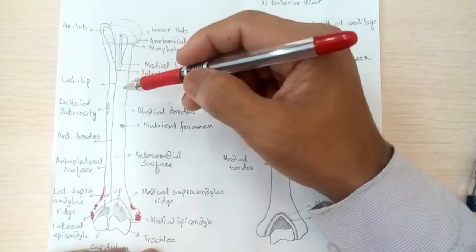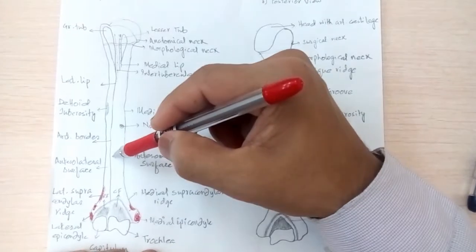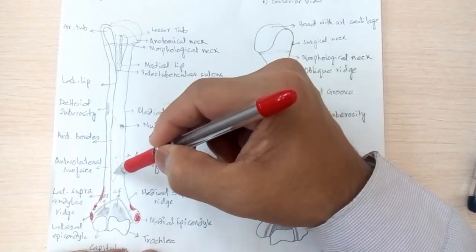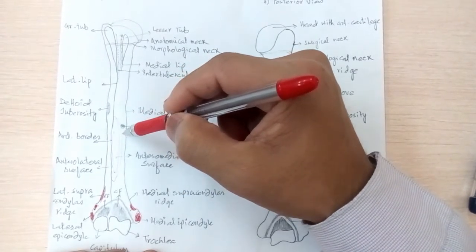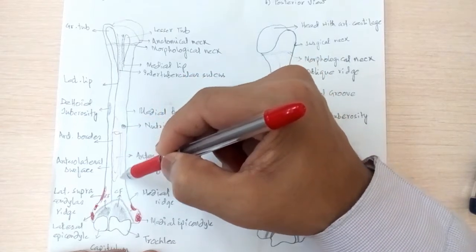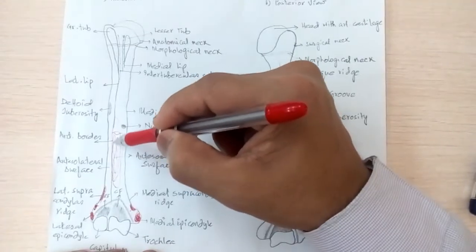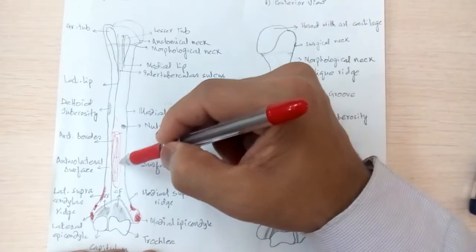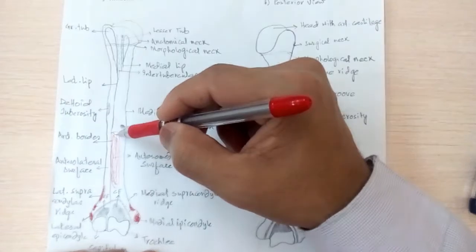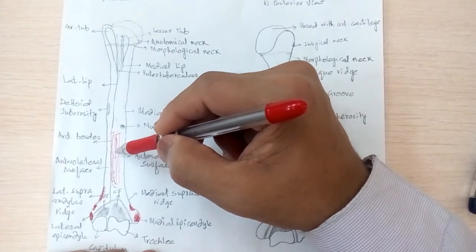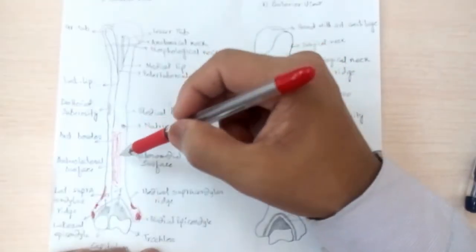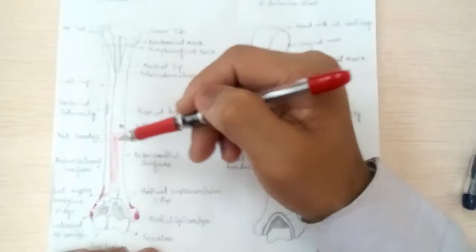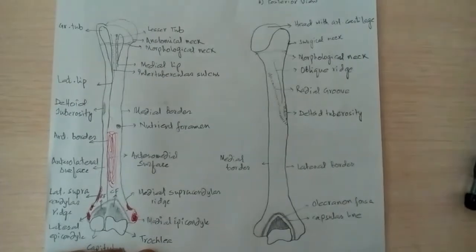And we have a very huge area of brachialis muscle, as you can see here, up to this area. So basically the brachialis muscle occupies most of the lower half of the anterior aspect of the shaft.